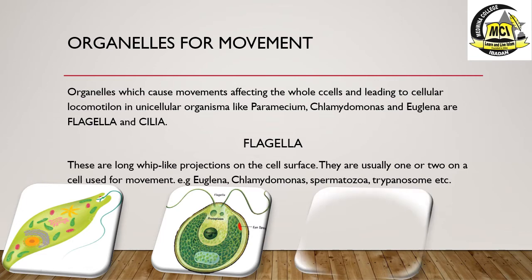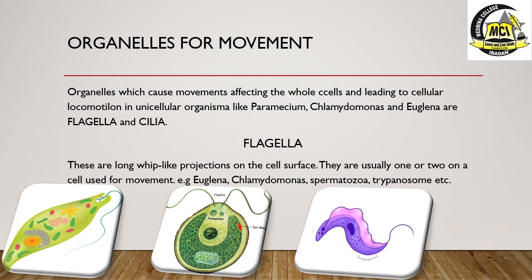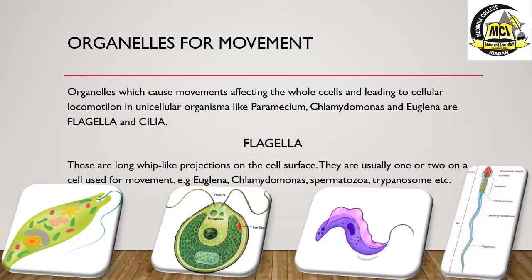And then we have another organism. You can see the long whip-like projection that looks like a rope at the extreme end, and that is the trypanosome. We have the last picture, which is the spermatozoa, the sperm cell. We can see the flagella is also labeled here. Flagella aids the movement of the sperm within the female reproductive tract until it gets to the fallopian tube.